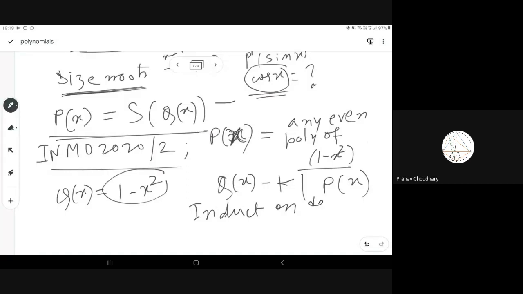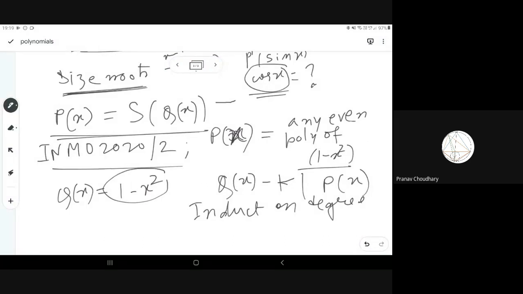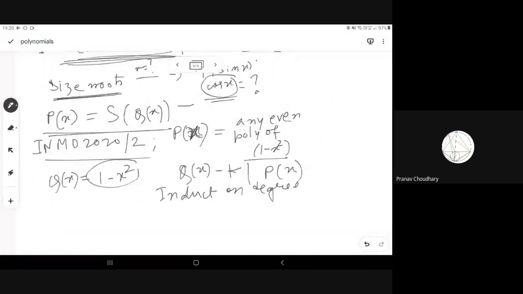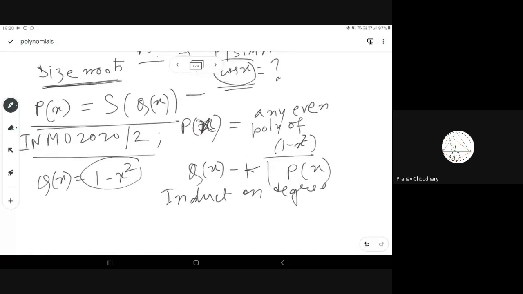So if this sounds a little bit cryptic, we will solve the INMO problem from 2020, so it'll be a lot clearer than now. I'm just telling you the heuristic now. Why do we show q of x divides p of x minus k? What does that say?